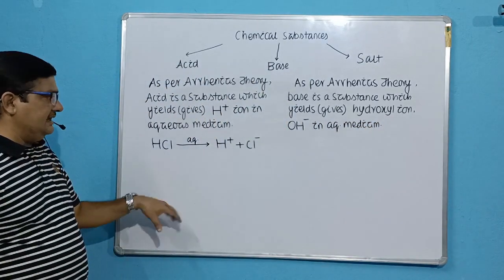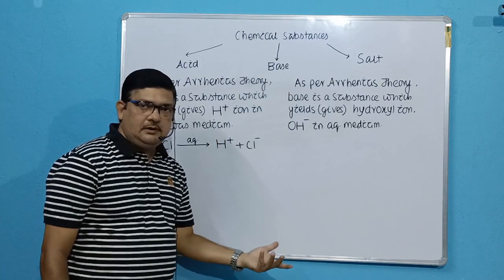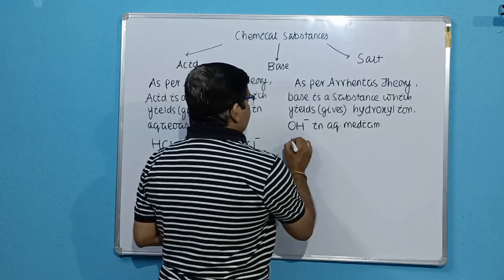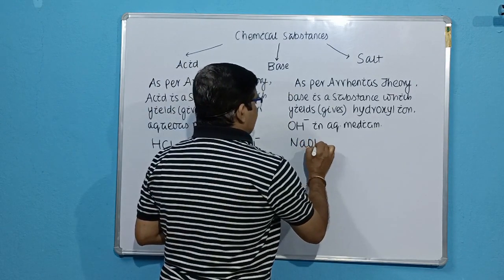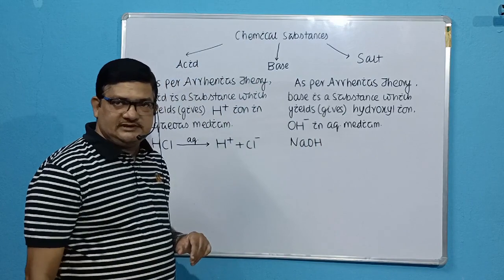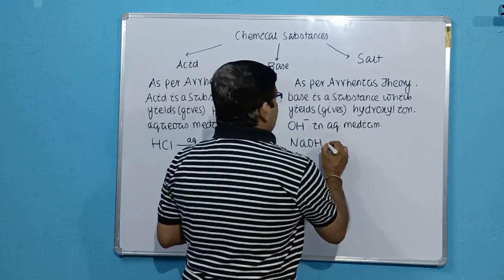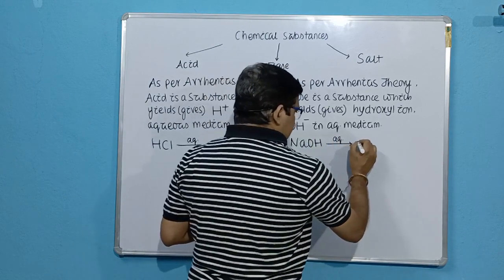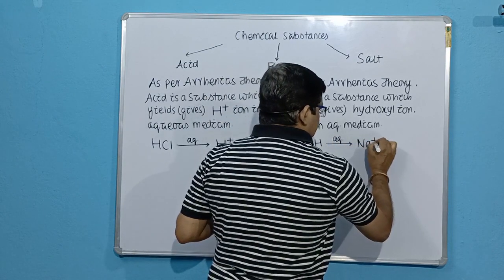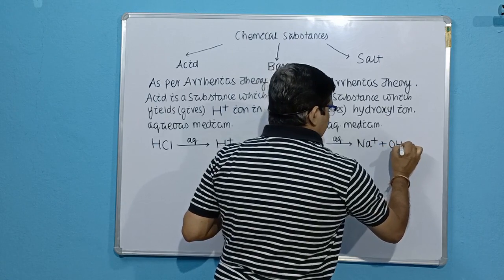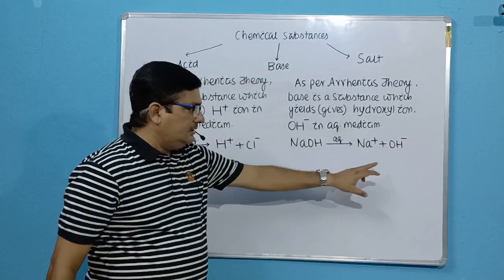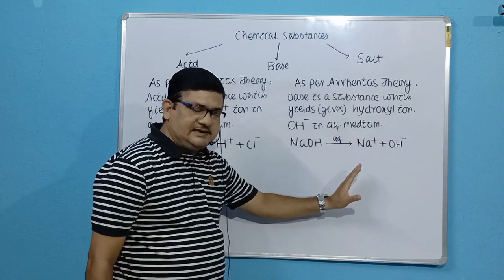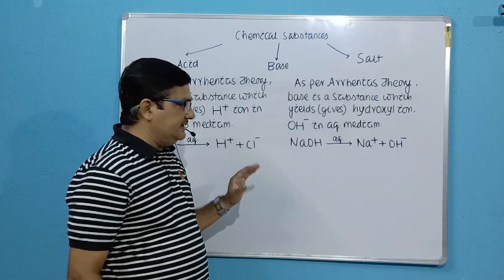Just like the one giving H plus is an acid, similarly the one which gives you OH minus, that is called hydroxyl ion, is a base. For example, we know that sodium hydroxide is a base. Let us see why it is called a base. When added to water, that means in aqueous medium, it will ionize to form Na plus and OH minus. So by definition, what is a base? It gives you OH minus ion. That's why sodium hydroxide is a base.